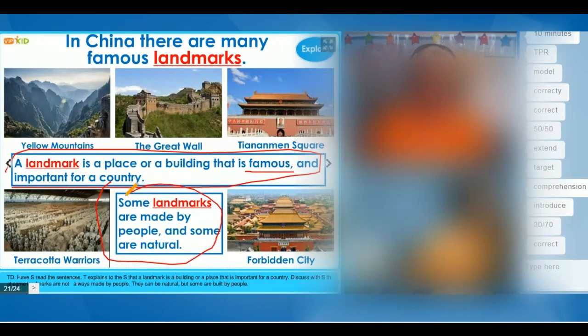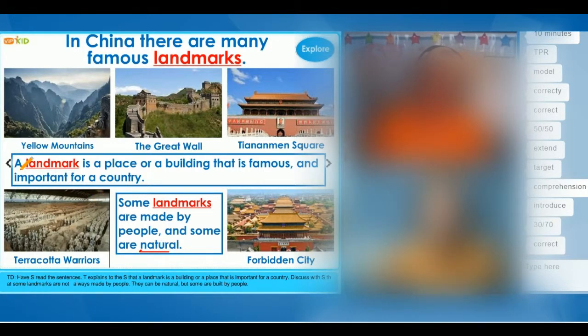Some landmarks are made by people and some are natural. Good. Natural. Made by people or natural? What means natural? Natural means not made by people. Okay, that's our time.